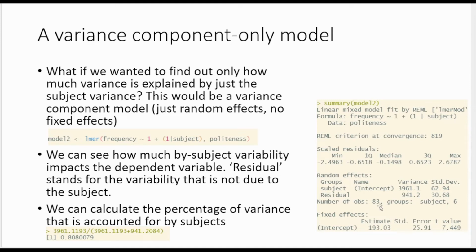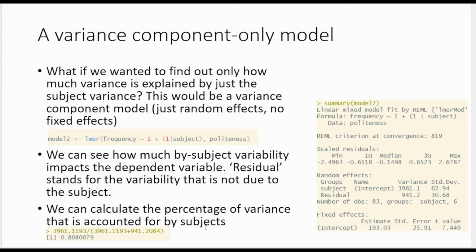If we wanted to get the percentage of variance that is accounted for by subject specifically, then we would combine the two levels of variance and divide the subject variance by this total number. So 3961 point a little bit, divided by the sum of 3961 plus 941, the residual as well. That gives us approximately 81%, which would be the subject. This can be interpreted as 81% of the variance of frequency can be accounted for by the subjects within the model. That means 19% is unknown.